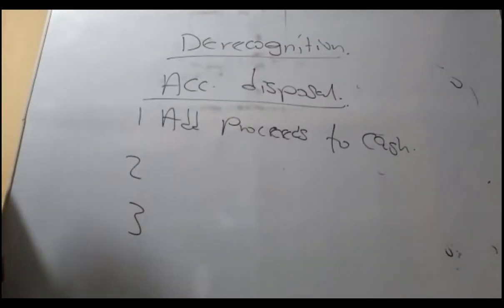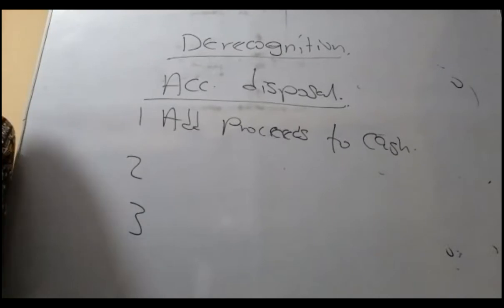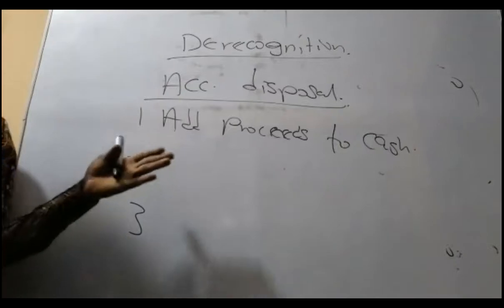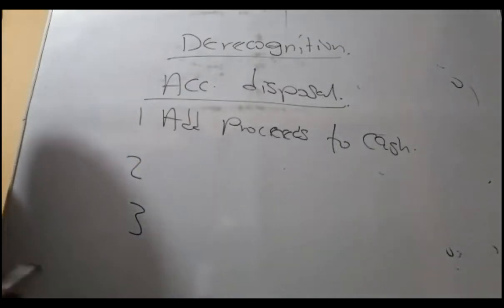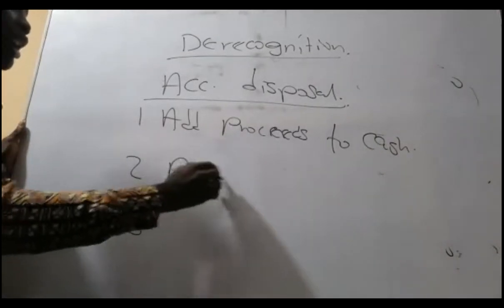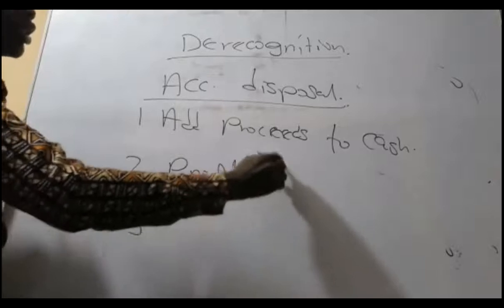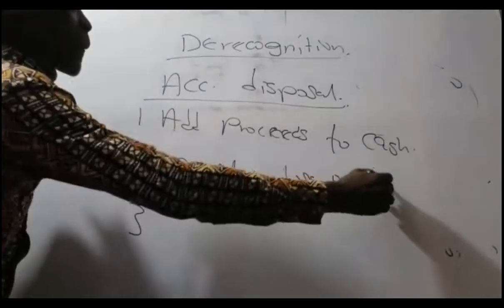What if you dispose of it through pro bono or donation or by distraction? For that one there's no cash you're going to add. You don't receive anything, so you don't add to anything. Two, calculate the profit or loss on disposal.